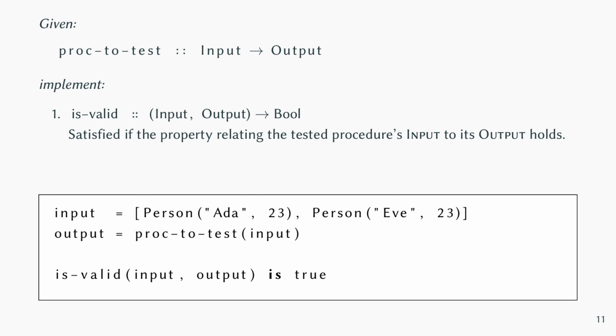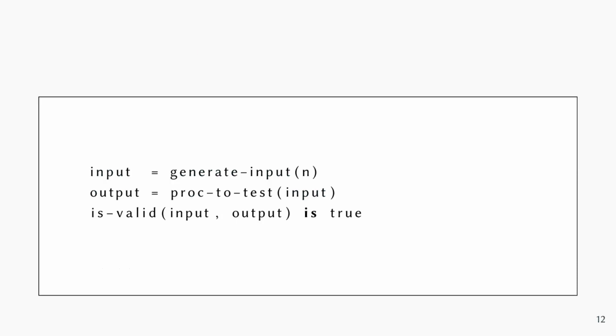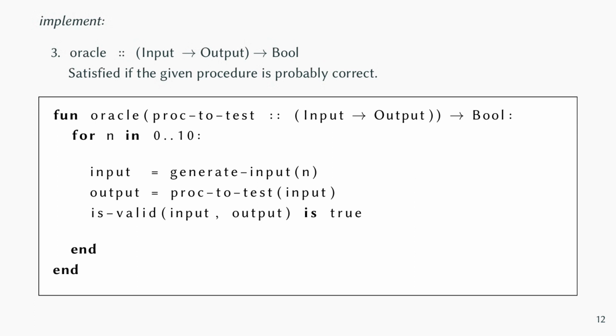Simply construct an input, pass that input to the procedure under test, and assert isValid produces true for that input-output combo. Next, implement a procedure called generateInput that randomly generates a sample input of a given size for the procedure under test. Now, instead of writing our testing inputs out manually, we can compose these two utilities to get a general gadget for testing any relational procedure. And if we take this code, and we run it in a loop for different input sizes, we have ourselves a fully fledged testing oracle, a predicate that consumes the procedure under test and produces true if it's probably correct.